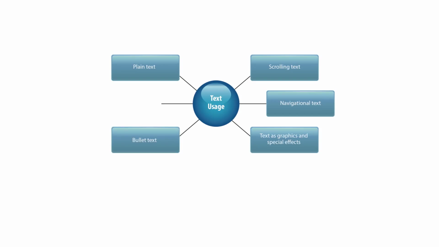Then we have bullet text. There are different purposes of using bullets. Number one is to show chronology, or we want to show sequence, or we want to show frequency of something. In this case, we can use bullet text.